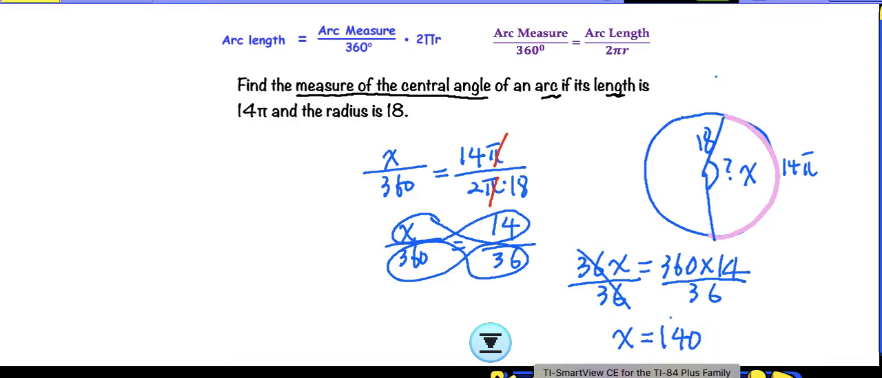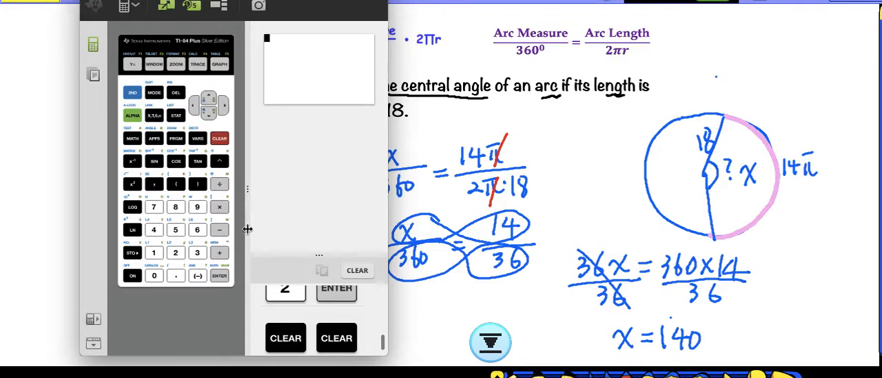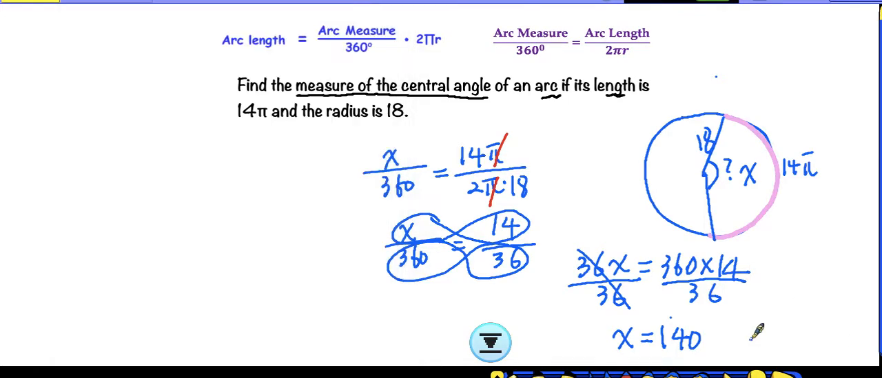Let's use a calculator to double check again. So it's 360 times 14 divided by 36, which is 140. So the central angle is 140 degrees, and that's it. So this is going to be our answer. The central angle is 140 degrees. So let's check the second example.